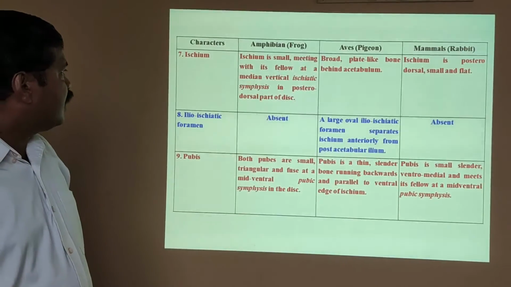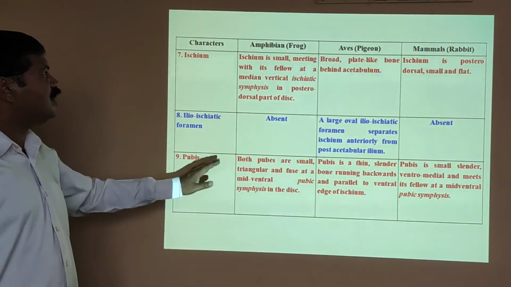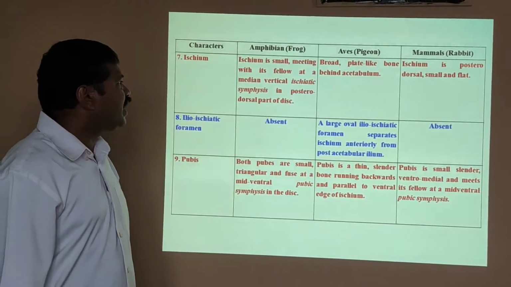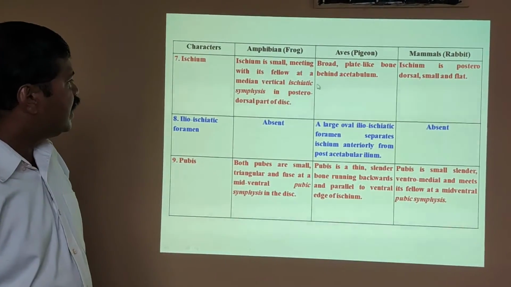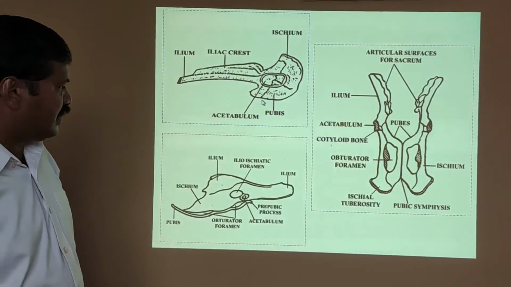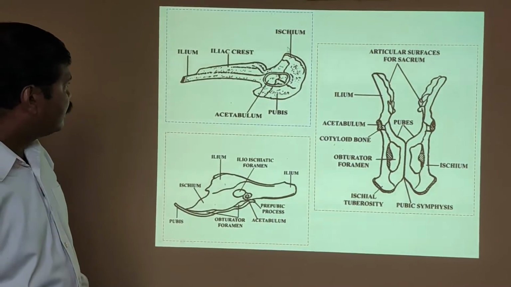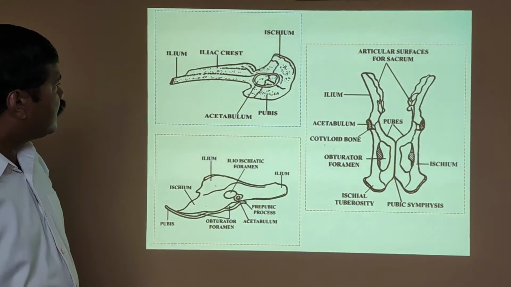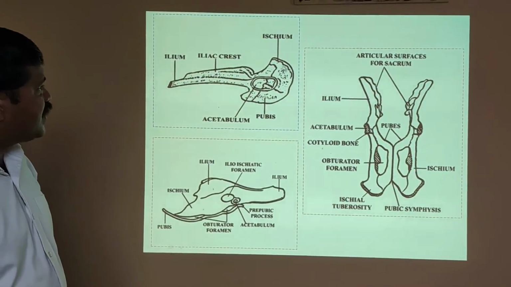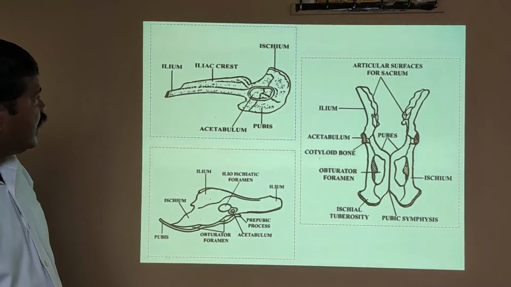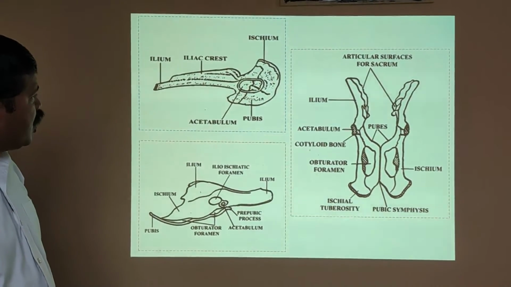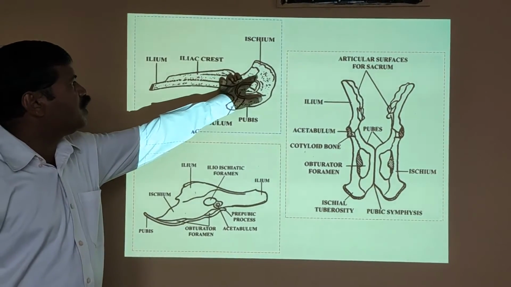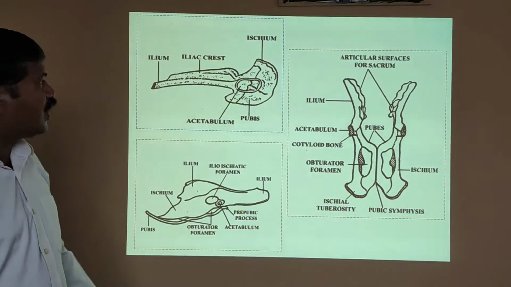Right. The next is the ischium. The ischium is small, meeting with its fellow at the median vertical ischiatic symphysis in the posterior dorsal part of the pelvis. Here you can see, this is the ischium. In case of frog, the ileum is followed by the ischium. So it is present at the portion where both the os innominatum are joined. So this portion, the posterior portion, is called the ischium.